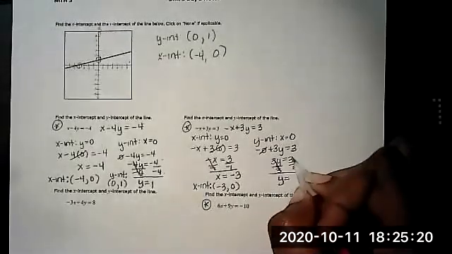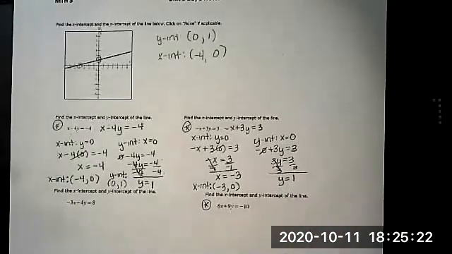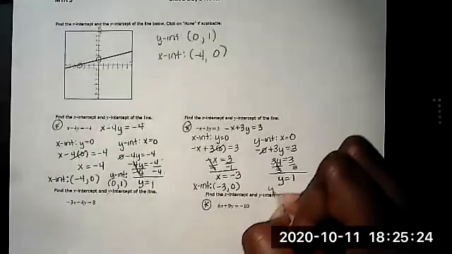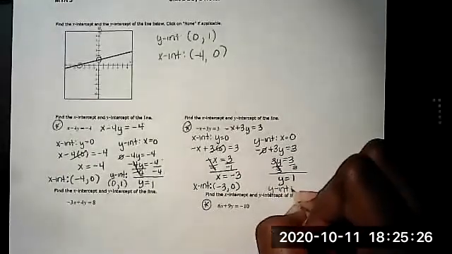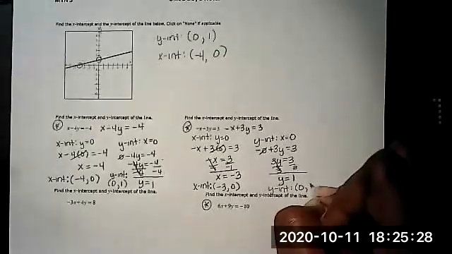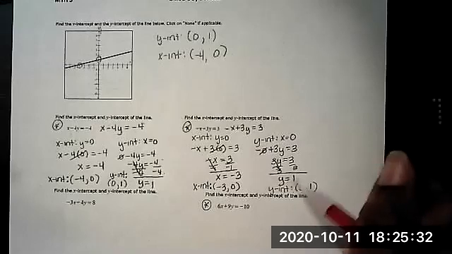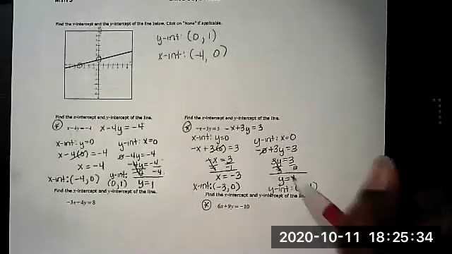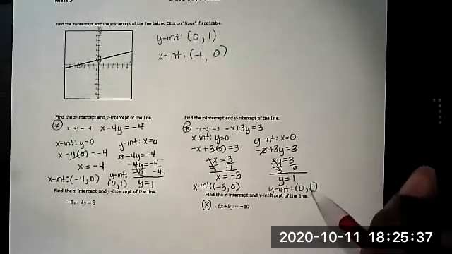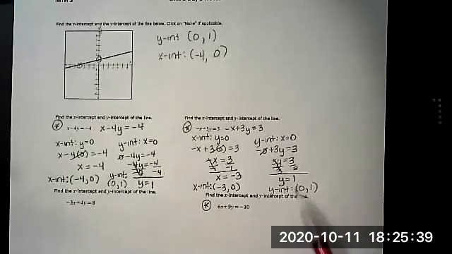Y equals 3 divided by 3, which is 1. Okay, so your y-intercept here is 0 and then 1. That's the point. So they may ask you for just y equals 1, but (0, 1) is the point on your graph where it's the y-intercept. Okay.